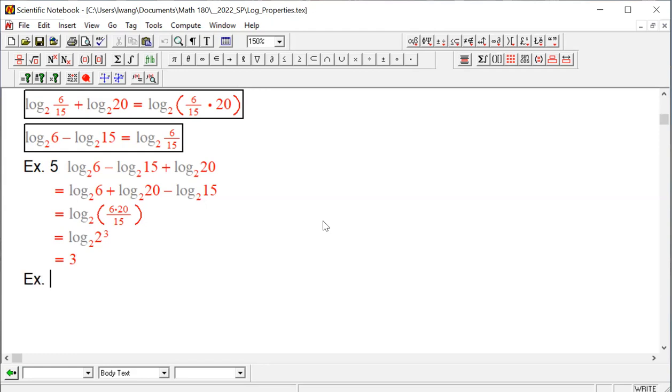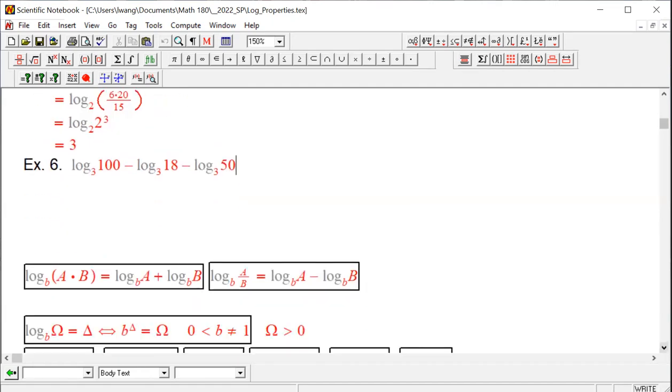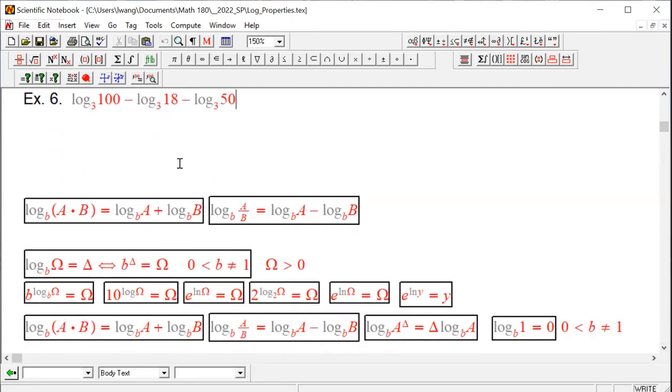So let's look at another one. Example number 6. This time we have log base 3 of 100, minus log base 3 of 18, minus log base 3 of 50. There are many different ways to do this.